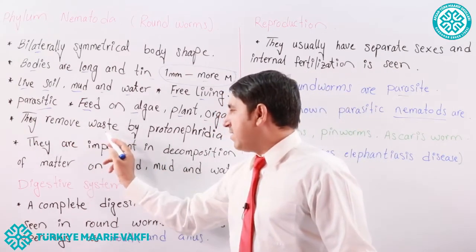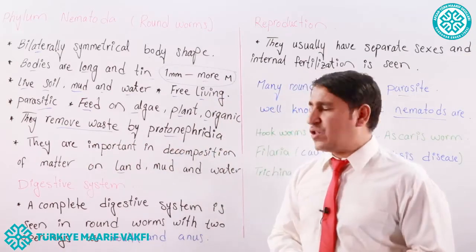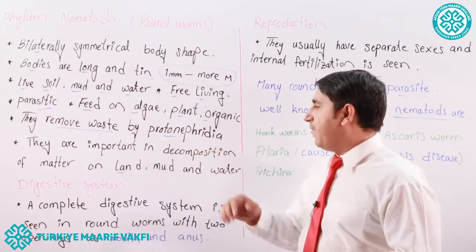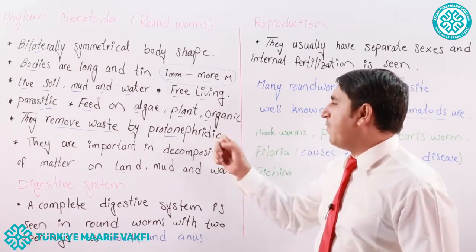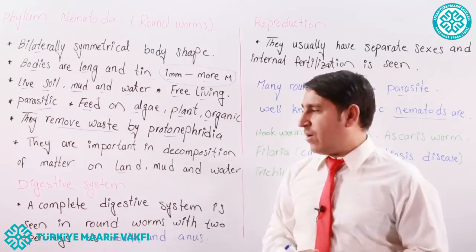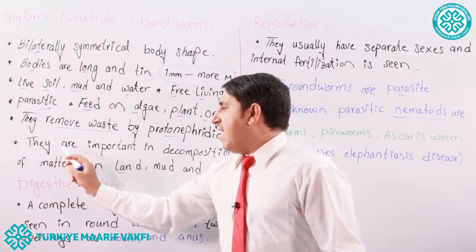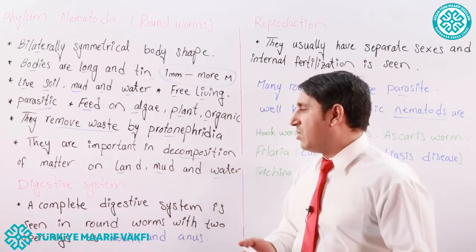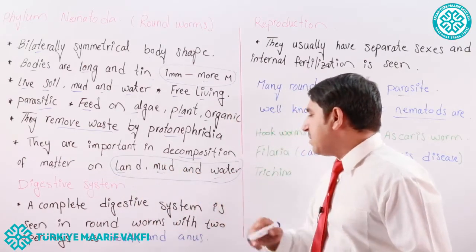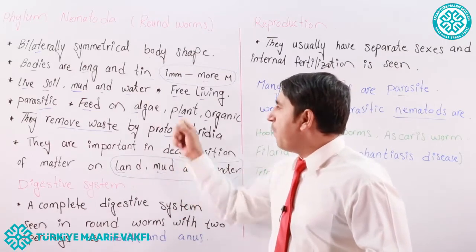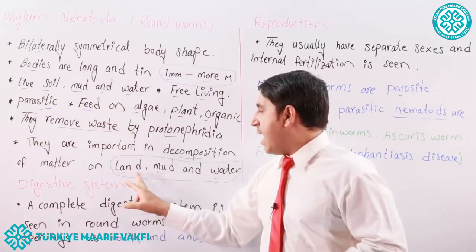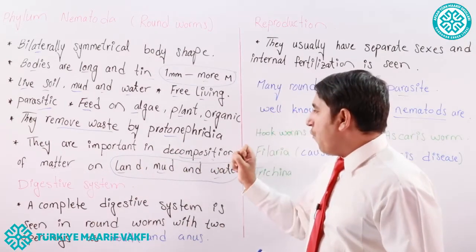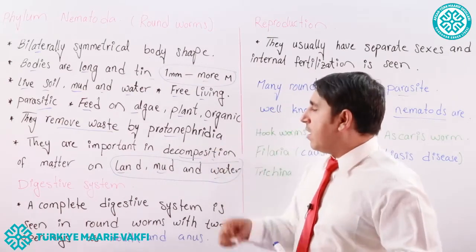And they remove wastes. Waste products are removed by some structures or organs which are called protonephridia. We have studied the protonephridia in the previous lesson, the flame-like cells or structure. So protonephridia are responsible for removing the waste products from their body. Another characteristic is that they are important in the decomposition of matter on the land, mud and water. Why? Because they are decomposers in these places, because they live in these. Before we mentioned they can live in soil or land, and in water, in mud. So in these places they can decompose some matter. It is a very important part of the roundworms.